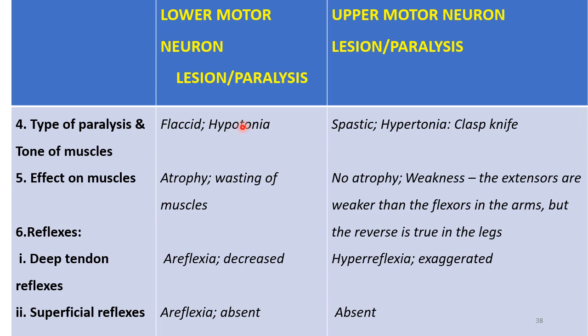Because you know the tone is being maintained by the stretch reflex. Tone is maintained by the gamma efferents, by the stretch reflex. So these gamma neurons or the alpha motor neurons are affected. So what will happen? The tone cannot be maintained. There is hypotonia, and when there is no tone, the muscles become flaccid. So we have a flaccid paralysis in the case of lower motor neuron lesion with hypotonia.